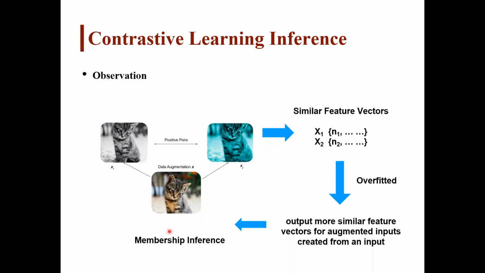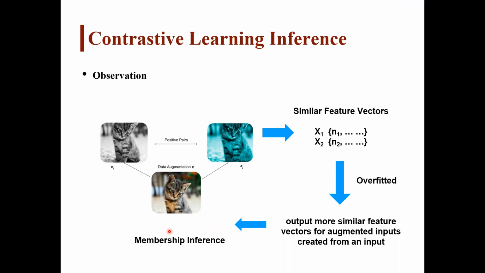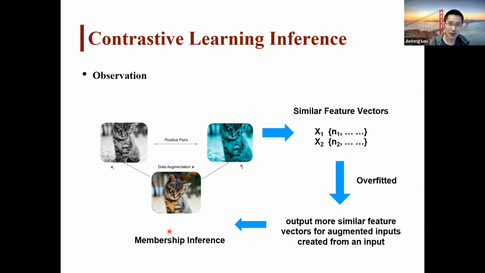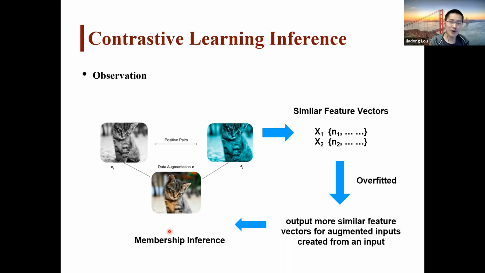So if the target encoder is not overfitted, it will still produce similar feature vectors? Yes. But if it is overfitted, it will produce more similar ones. So that is the motivation of this paper. Yeah. So my question is why, when the target encoder is overfitted, it will leak the information, but if it's not overfitted, it won't leak the information. No, if it's not overfitted, it will still leak some information.